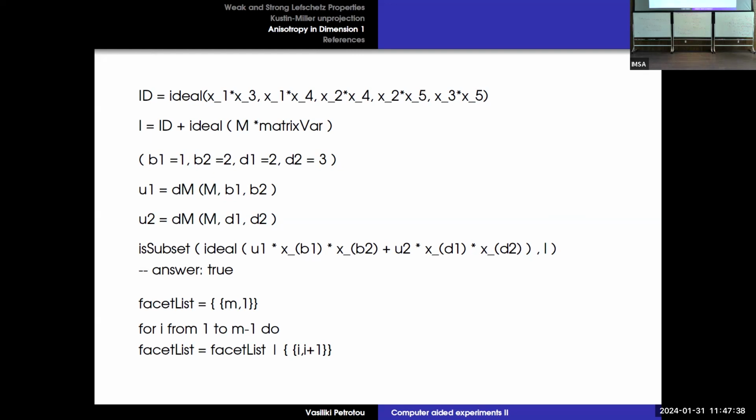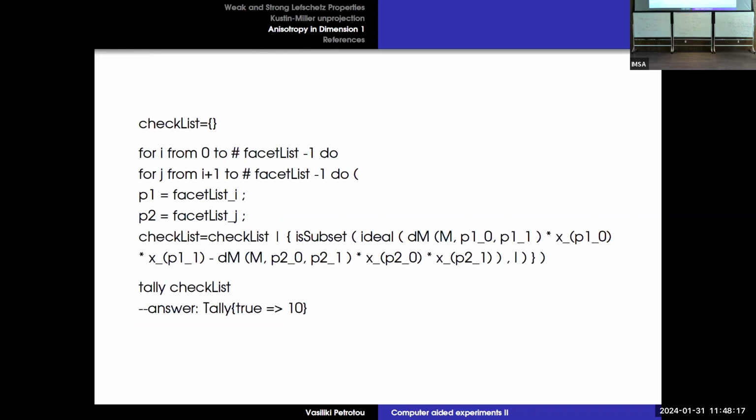We choose B1, B2. We want to check the relation for the facets 1, 2 and 2, 3 initially. So we denote by B1 the bracket 1, 2, and we compute the bracket 1, 2 this way, and with B2 the bracket 2, 3. And the first thing is that bracket 1, 2 times x1 x2 plus bracket 2, 3 times x2 x3 is 0 for the specific case. And then we will use a for loop.